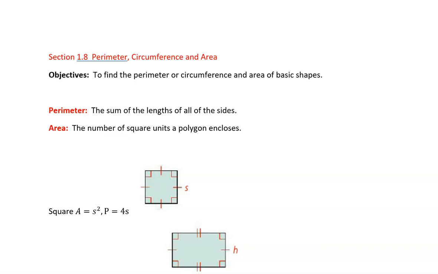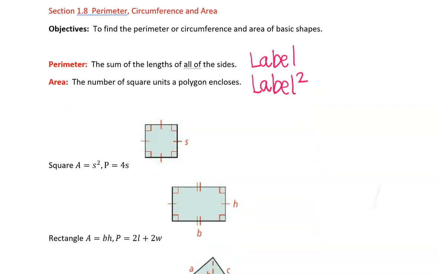For perimeter, you're going to label whatever the unit is. With area, you're going to label it squared. So if it's inches, you're going to label inches squared. So make sure you have the labels correct.